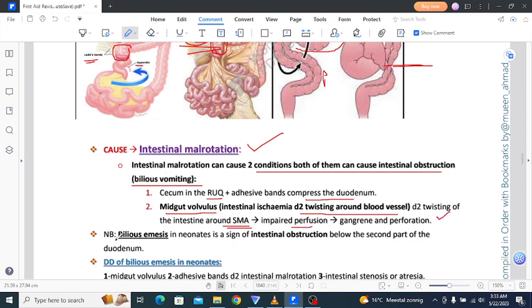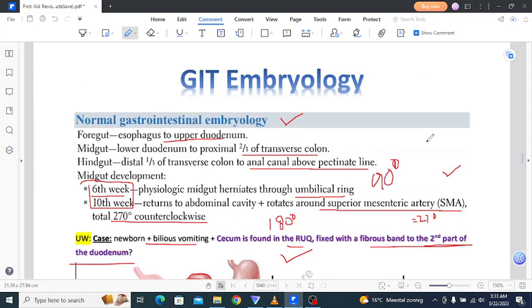There is an NBME point that bilious emesis in the neonate is a sign of intestinal obstruction below the second part of the duodenum. And another thing that you must remember is that the foregut starts from the oral cavity, then goes down to the pharynx, then the esophagus, then stomach, and then duodenum, until the major duodenal papilla. You know that the duodenum is like that. We'll see the anatomy of the duodenum in detail, but there are four parts of the duodenum.